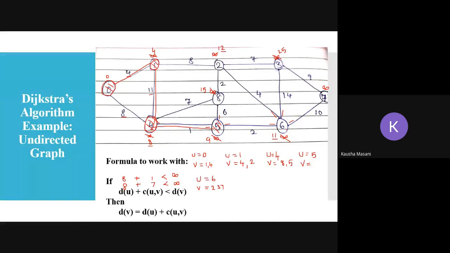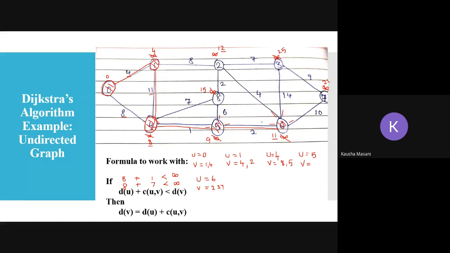Now 6 to 7 again. 11 plus 10 gives me 21. 21 is less than infinity, so cross this infinity out and write 21, update the distance. Okay, so 6 is explored.